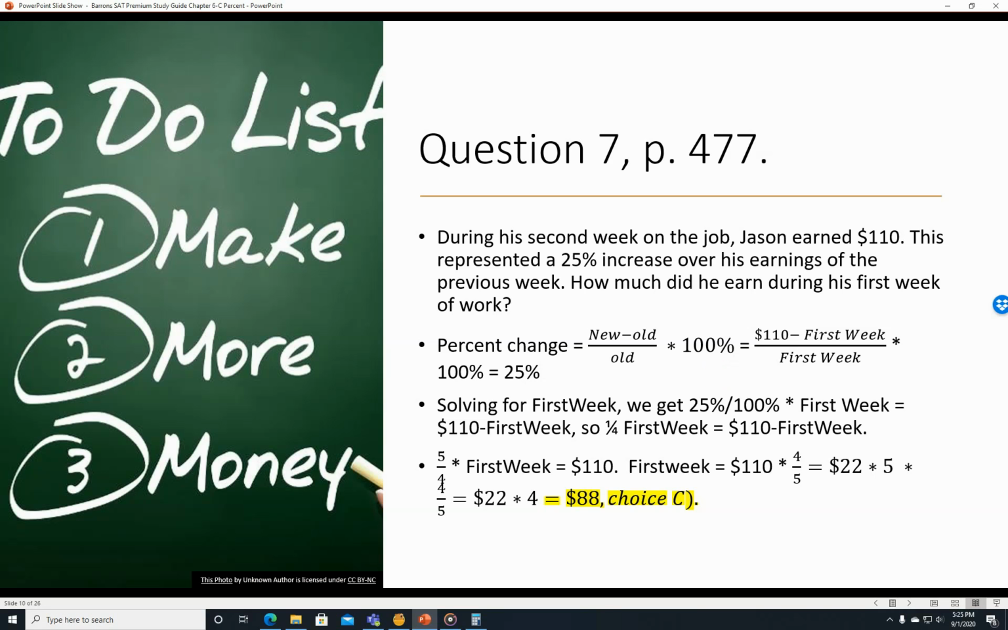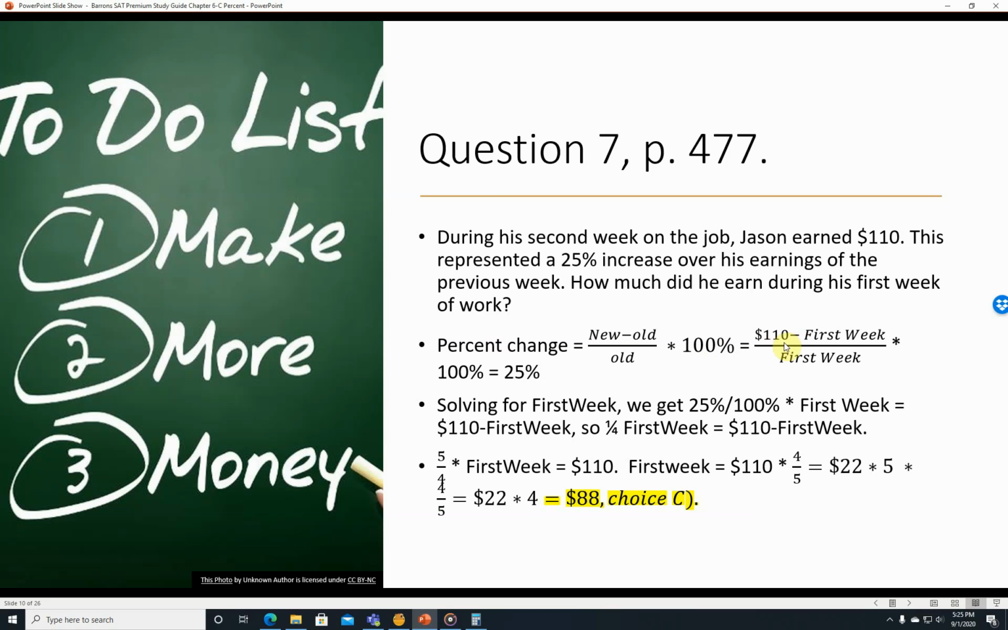Question 7, page 477. During his second week on the job, Jason earned $110. This represented a 25% increase over his earnings of the previous week. How much did he earn during his first week of work? Well, the percent change is going to be new minus old over old, same as we did on the previous problem. So it's the new value minus the old value over the old value times 100%.